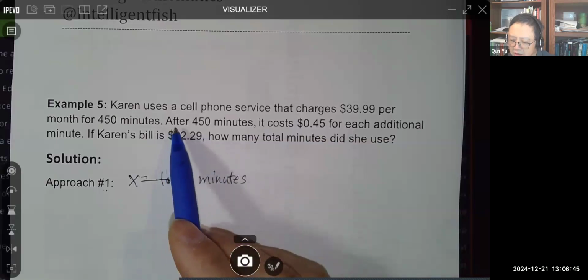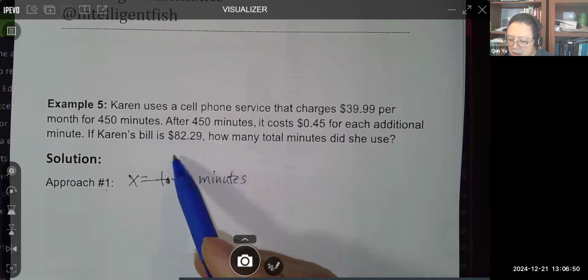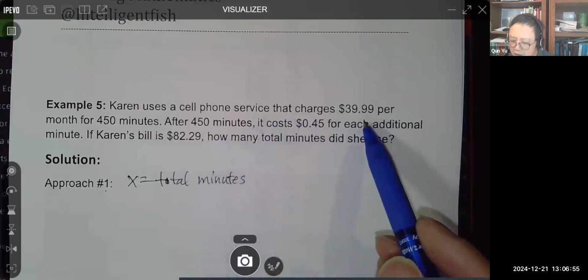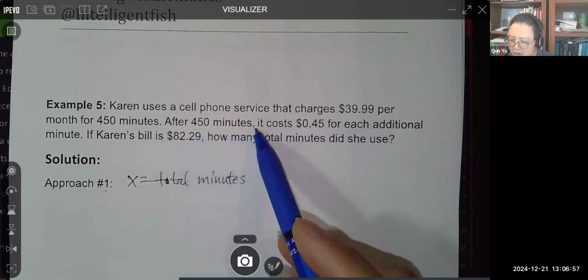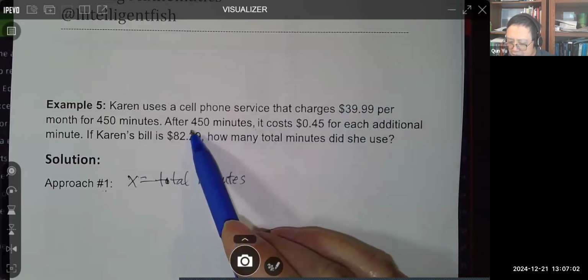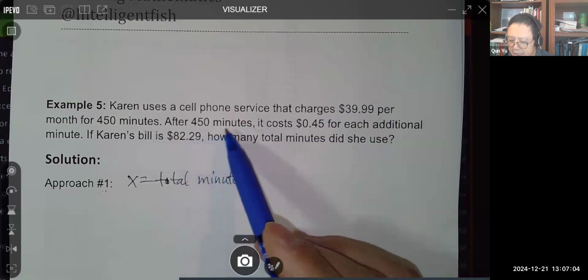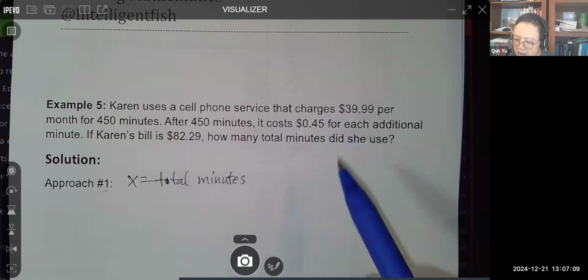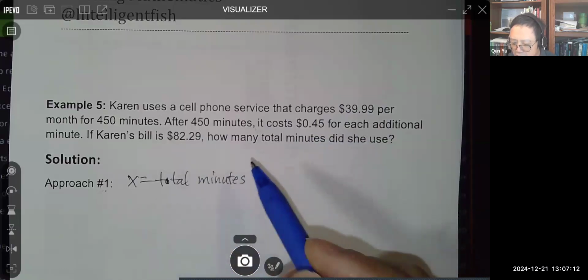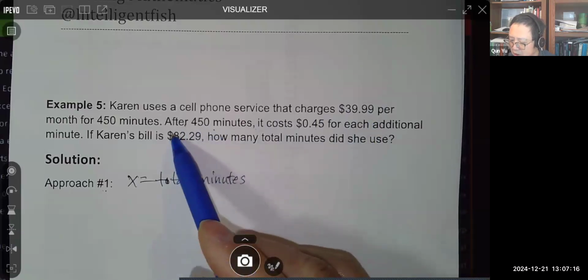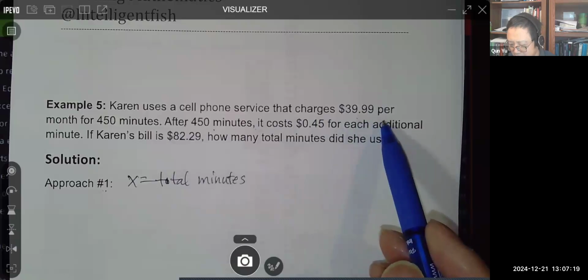This one is that the total cost is $82.29, right? The total cost is split into two portions because that's the rule. For the first 450 minutes, it will cost $39.99. That's a fixed amount. Beyond those 450 minutes, every additional minute will cost her 45 cents. So in other words, we're sure that she called more than 450 minutes because this total bill is more than $39.99. Makes sense, right?